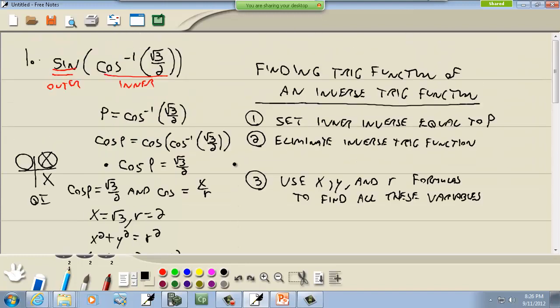Now we're going to use these same 4 steps to do all of these. Now again, when it's on a unit circle, it's a little bit easier, but I'm going to go with the steps that work all the time.